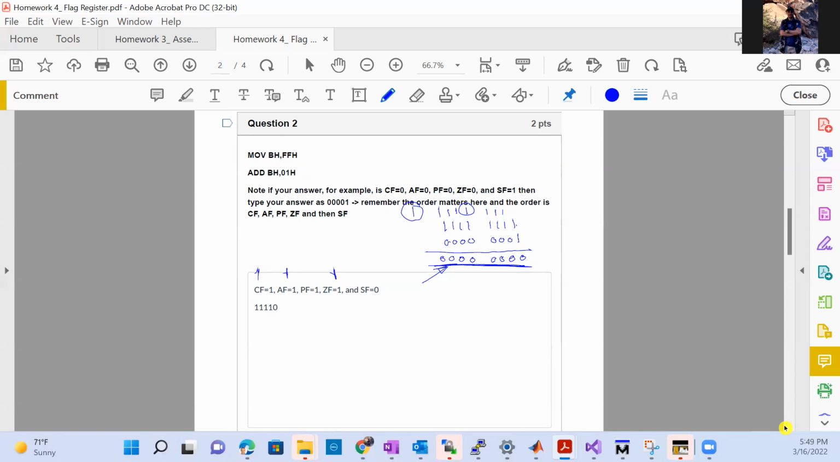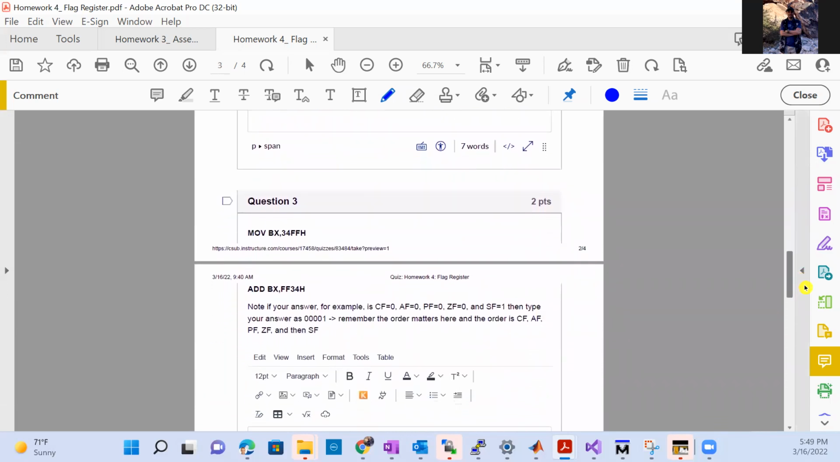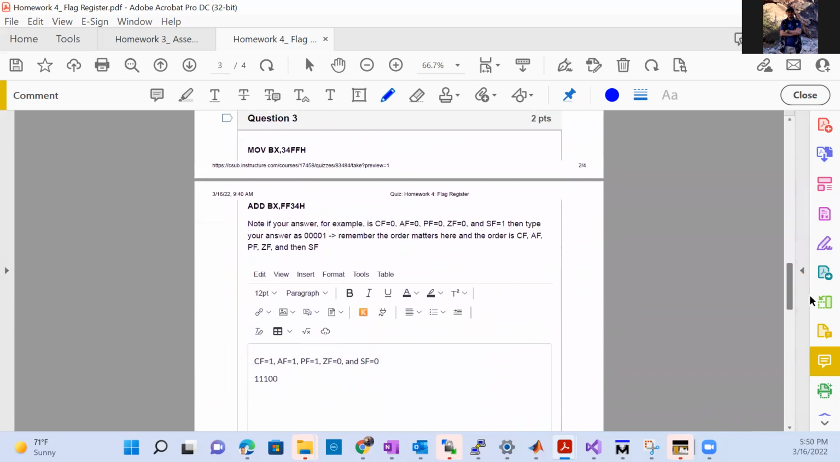Now for the parity, count the number of ones. If it's even, then the parity flag is 1. Here the number of ones is 0. There are no ones basically, and 0 is considered an even number, so the parity flag is 1. And for the sign flag, just look at the last bit, number 8, and it's 0, so the sign flag is 0. Good. Okay, the third question. Again, same stuff, but now it's 16 bits.